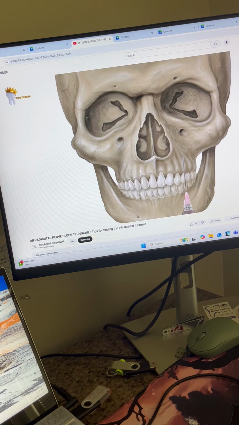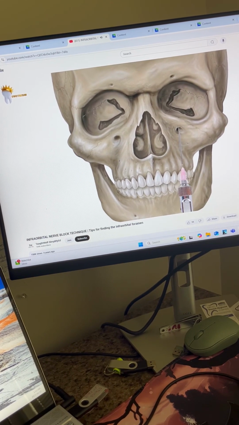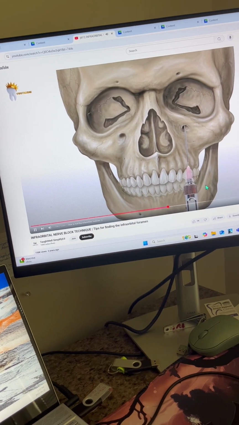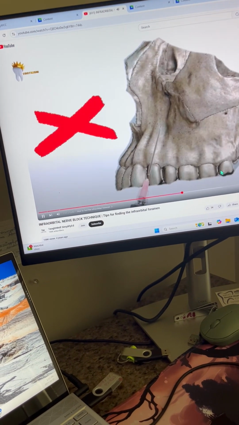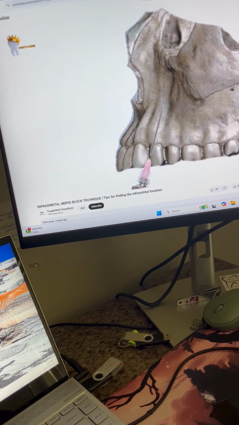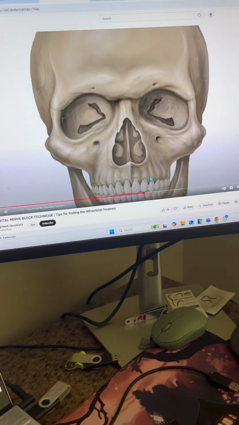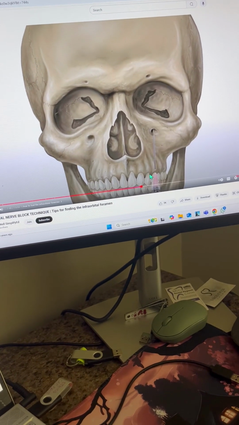The needle is parallel to the long axis of the tooth, and now the needle is advanced slowly until bone is contacted. So keep in mind that we don't have to direct the needle towards the bone. If we do that, we might contact bone before we reach the infraorbital foramen. And this will be just like local infiltration over the first premolar. This will result in failure of the nerve block. So always keep the needle straight towards the infraorbital foramen and parallel to the first premolar.